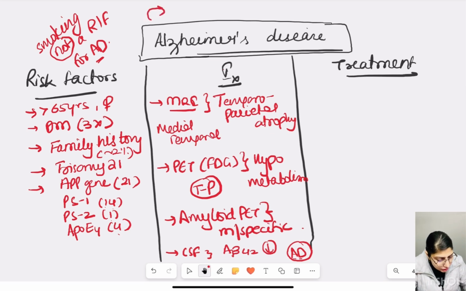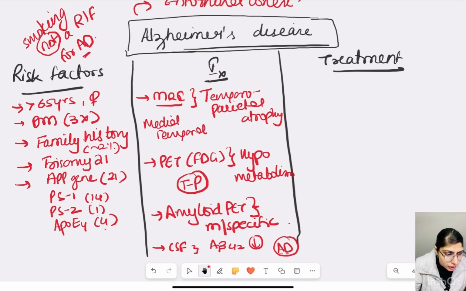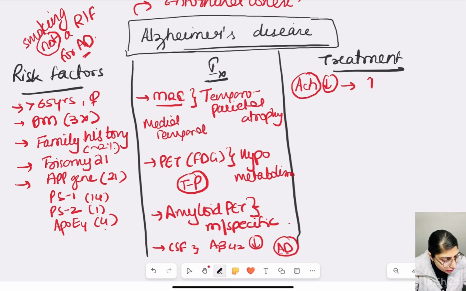Now, the earliest degeneration that we find in Alzheimer's is in the medial temporal lobe, the entorhinal cortex. The entorhinal cortex is the first part that is involved, and nucleus basalis of Meynert are the cells or the tissues that are usually involved. Now, if we talk about treatment, we talk about acetylcholine levels.